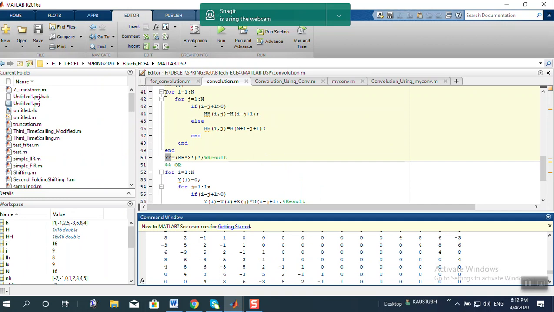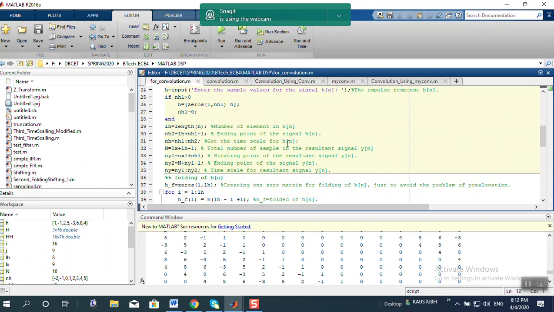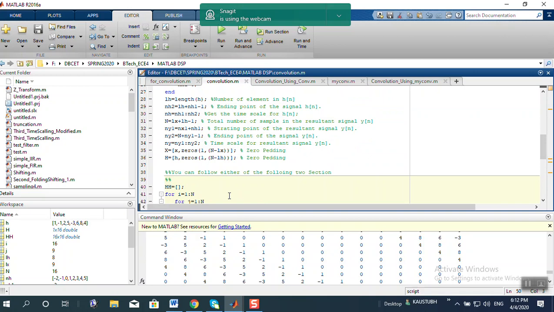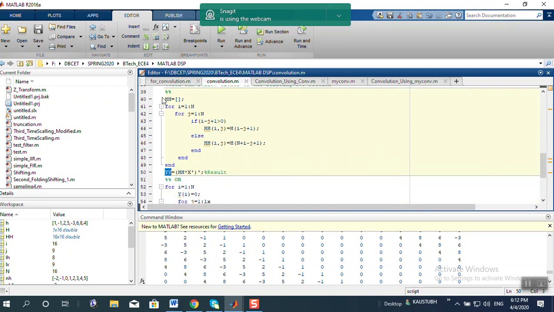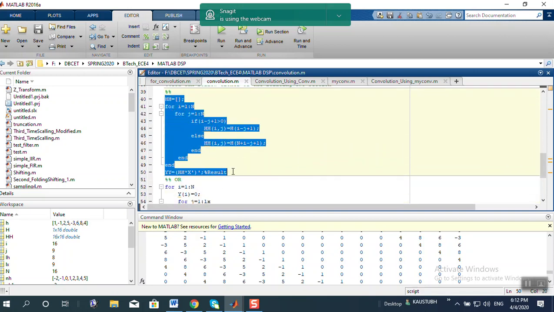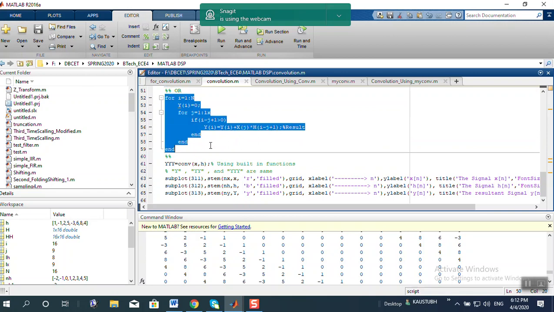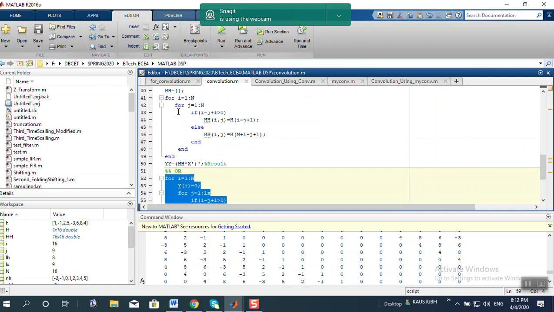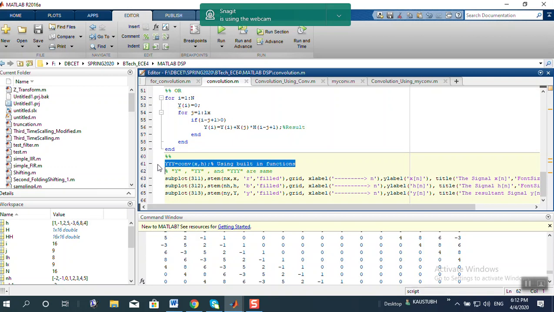So in a shortcut, this program, it explains the detailed steps. In this second program, the same concept only, you can follow either this method or this. This part is a little shorter than this part. Okay, this is just to validate.